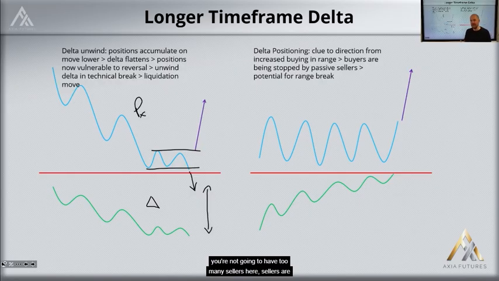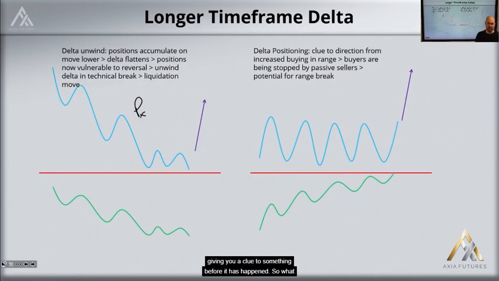You're not going to have too many sellers here. Sellers are already in, and sellers are looking for continuation. Once we start to reverse, those sellers are now looking to get out, a bit like a delta reversal. But you can see this over the course of days, building and building up. So the alternative is delta positioning, and this is a scenario where the market is giving you a clue to something before it's happened. So what we have here is a sideways, range bound market.